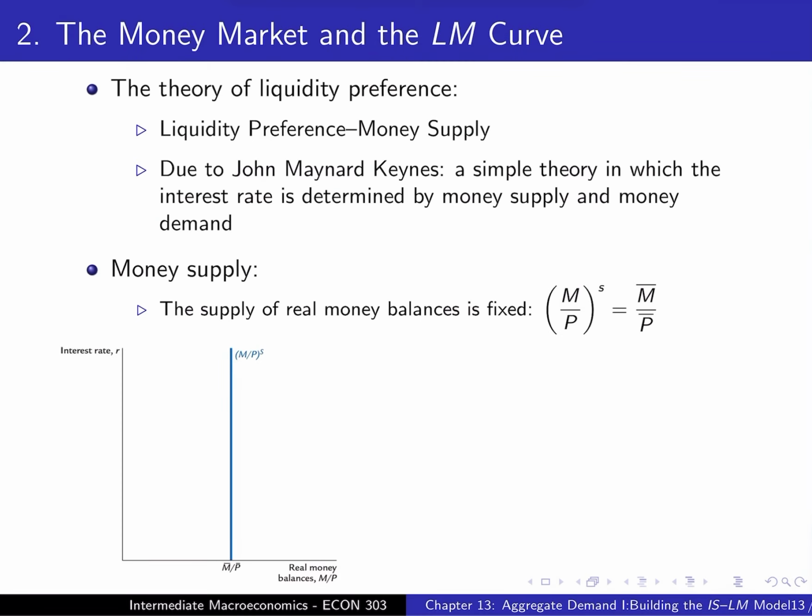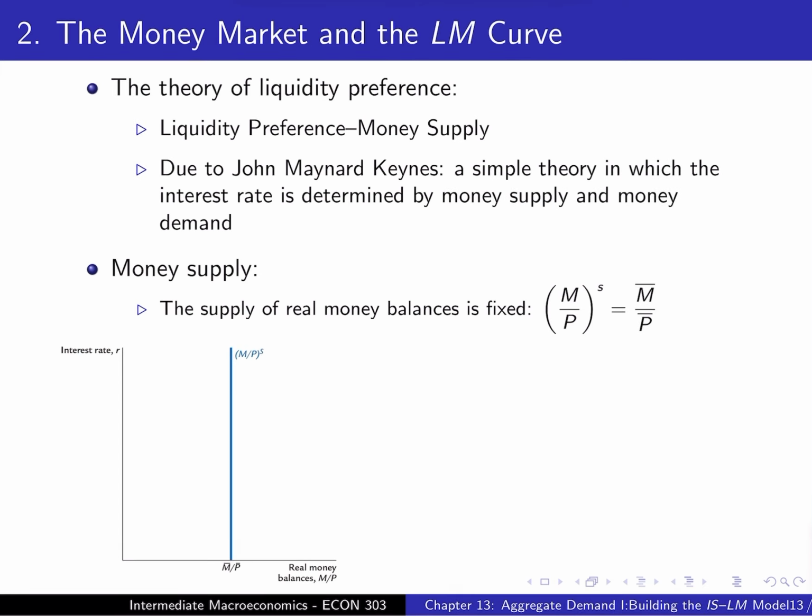In this section, we discuss the money market and LM curve. The LM curve comes from the money market, which shows how the interest rate is determined by the supply and demand for money. According to the theory of liquidity preference developed by Keynes, the interest rate adjusts to balance the demand for money with the supply of money. The money supply is assumed to be fixed by the central bank.